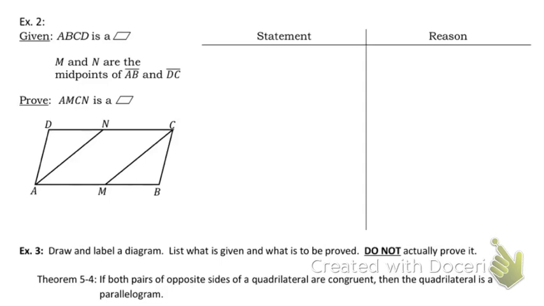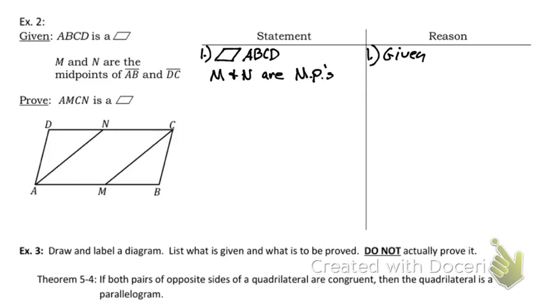All right, step 1. Step 1 we can kind of do in 2 little tiny things. So step 1 is our given. Step 1 is going to be that we have a parallelogram ABCD. And we also have M and N are midpoints. And that's our given.